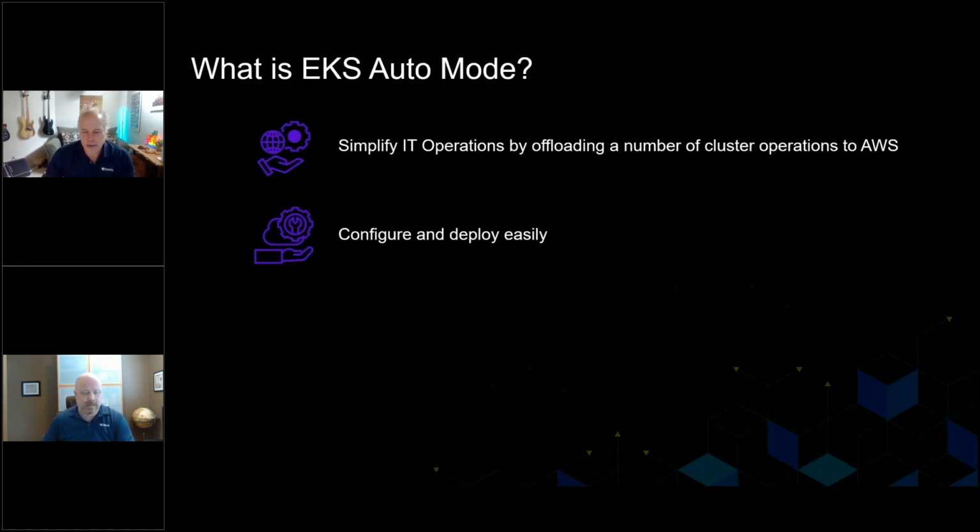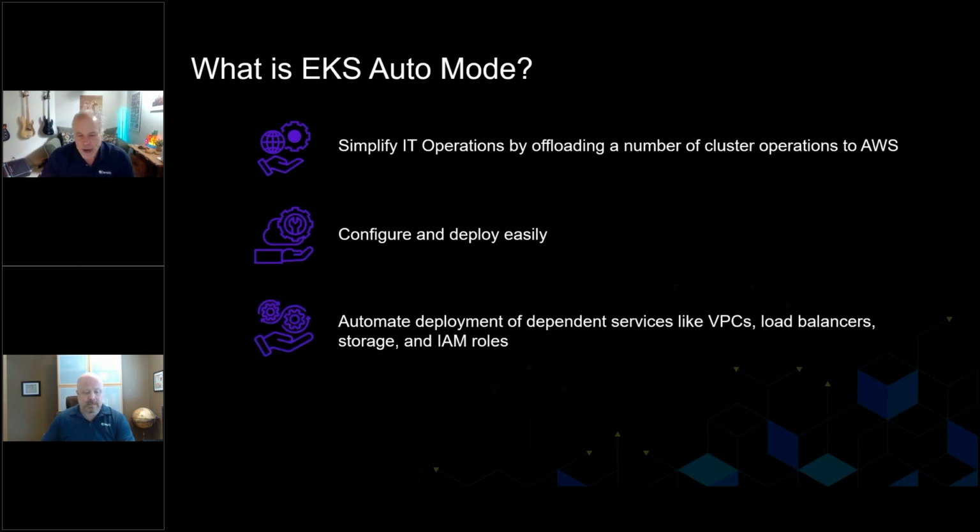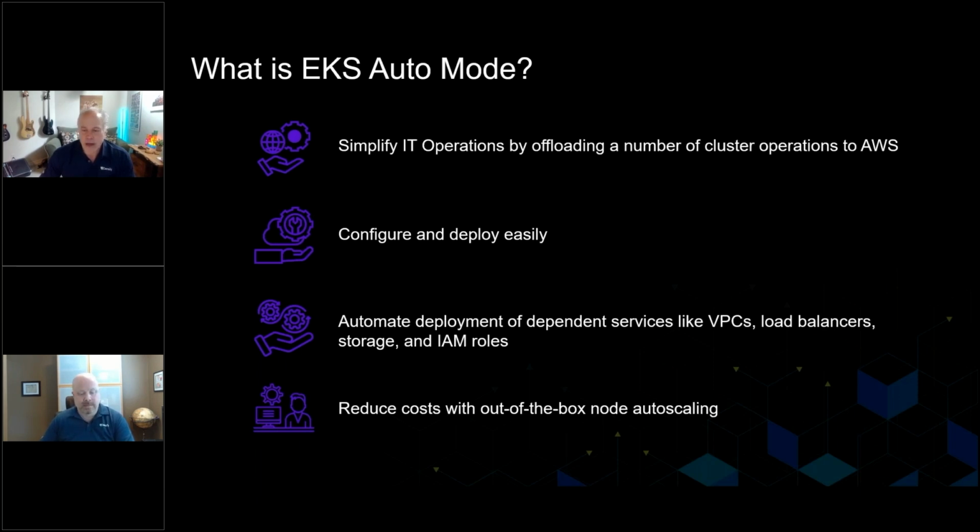So taking away a lot of just the manual work that you had to do before in a nice wizard-driven interface. Automation of deployment of dependent services like virtual private clouds, load balancers, storage, IAM roles, so things that you had to set up again in the past. And finally, reduce costs with out-of-the-box node auto-scaling. Dave's going to talk about that, what it uses under the covers to basically scale up when you need it, scale down when you don't need the services and things.